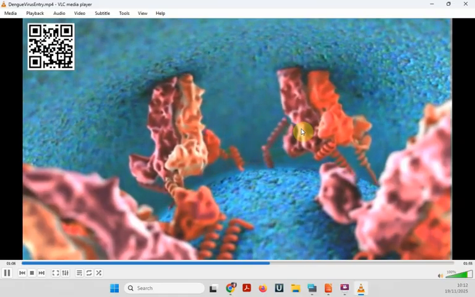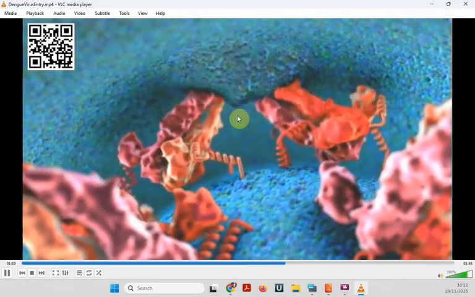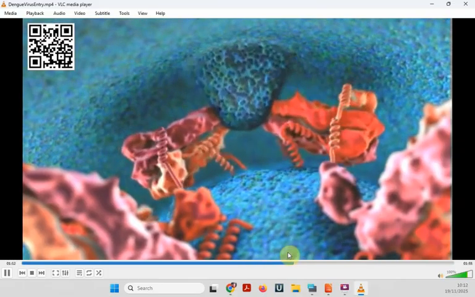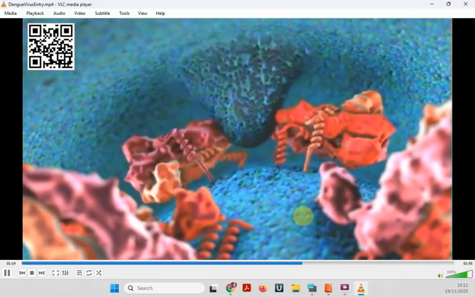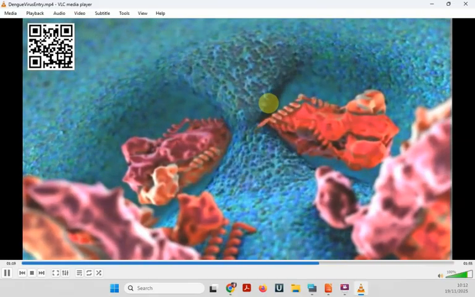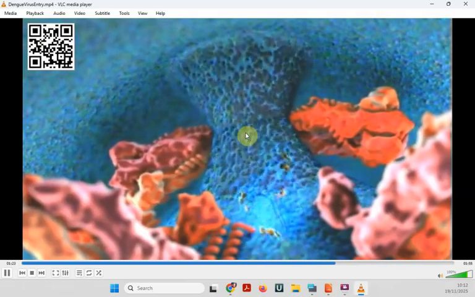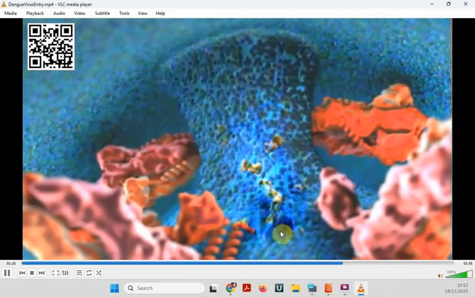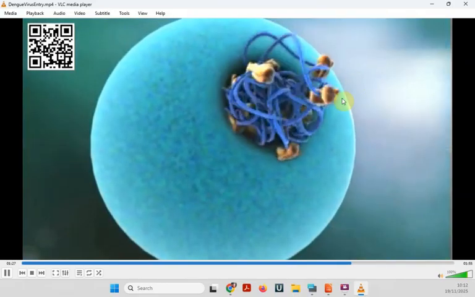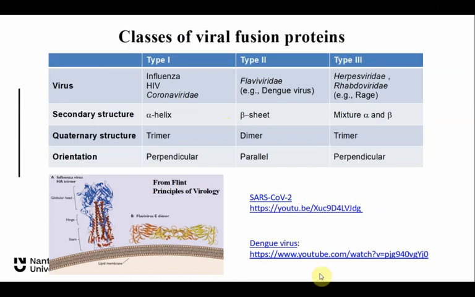Once again, the extended form is unstable, so it folds back, and this folding is what's going to bring the two membranes together and allow them to fuse. So this is a kind of imaginary vision of what is happening with these legs unfolding. But this is the idea: you get the formation of a pore, and then once you've got the pore, all of this stuff, which is the virus genome, can get out and get into the cell cytoplasm. Okay, so it helps you visualize what's going on here.